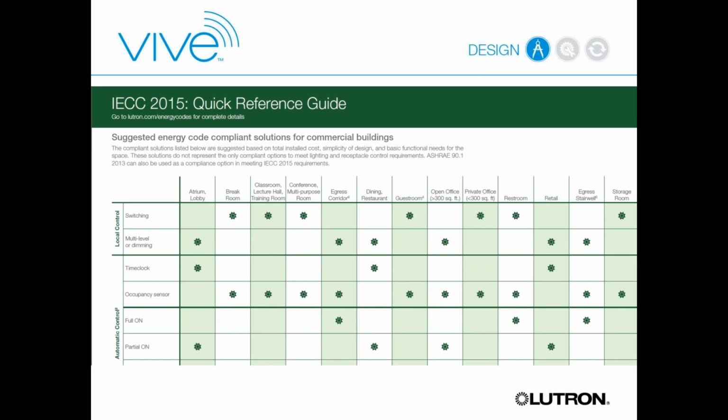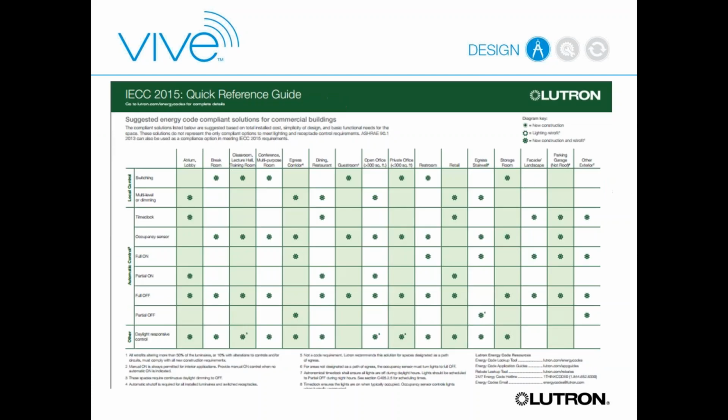So at Lutron, what we've created are these quick reference guides for each of the major codes. Example being the IECC 2015 code we're showing here. And the way it works is that we've got all the different room types going through columns across the page, and then the requirements for code to meet those room types listed as the rows. So you can see in a break room that it requires an occupancy sensor and switching, but in an egress corridor, you need multi-level dimming and occupancy sensing. So it gives you that quick view of what's required for those space types and code.